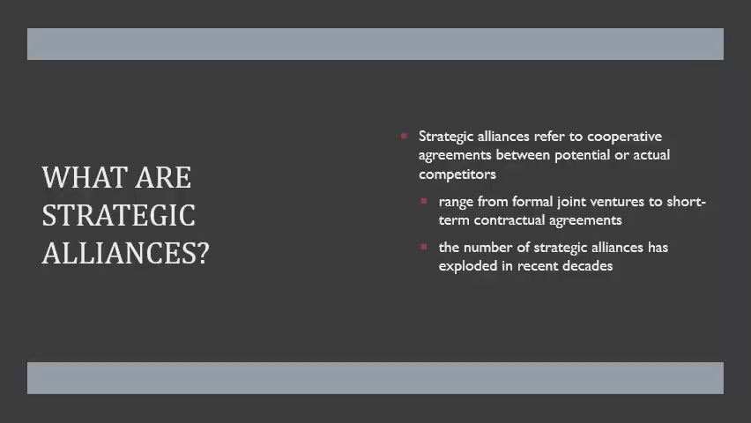then we have another option, which is strategic alliances. Strategic alliances refer to corporate agreements between potential or actual competitors. They range from formal joint ventures to short-term contractual agreements, and the number of strategic alliances has been increasing over the past, and we have discussed and seen different strategic alliances with different firms in the previous discussion as well. This is particularly to take advantage of one firm's strength and utilize it for your own particular purpose.